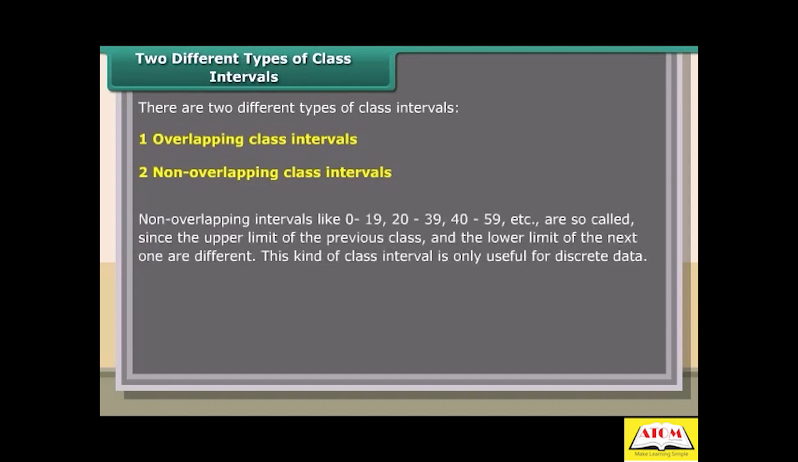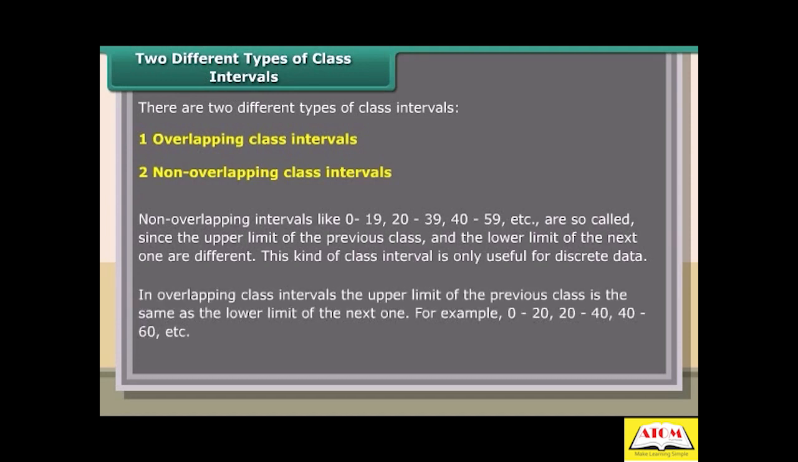Non-overlapping intervals like 0 to 19, 20 to 39, 40 to 59, etc. are so called since the upper limit of the previous class and the lower limit of the next one are different. This kind of class interval is only useful for discrete data.